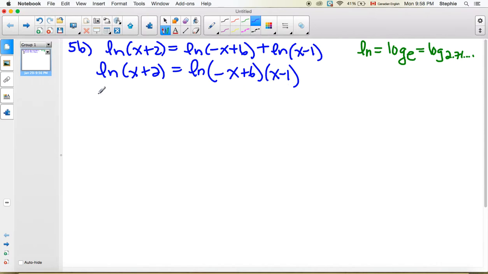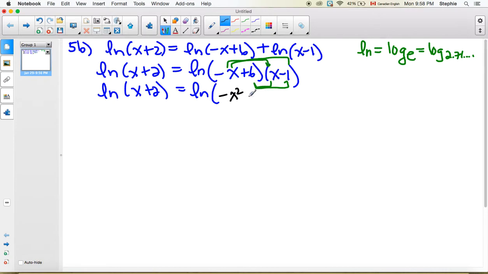Okay, at this point, I'm just going to go through the process of doing the multiplication. So this is, of course, FOIL. So we're going to do this with this and then that with that, in case you forgot. So it's minus x times x, which will become minus x squared. Minus x times minus 1 is positive x. 6 times x is positive 6x. And 6 times negative 1 is negative 6. And then I close the brackets.